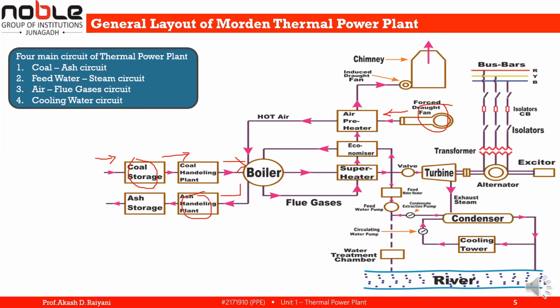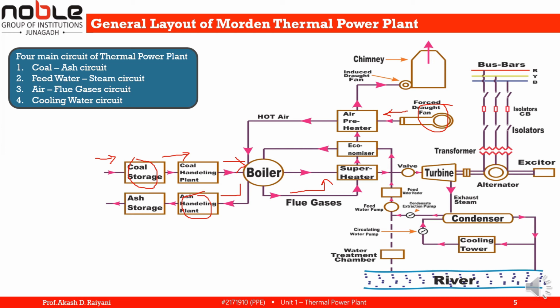The combustion of fuel results in the formation of flue gases. Here the flue gases will pass through the superheater, economizer and then the air preheater, and in the last it is passed through the induced draft fan and then it escapes by means of the chimney.